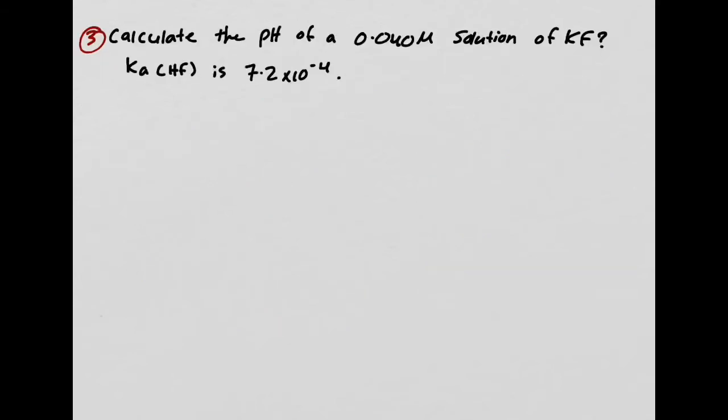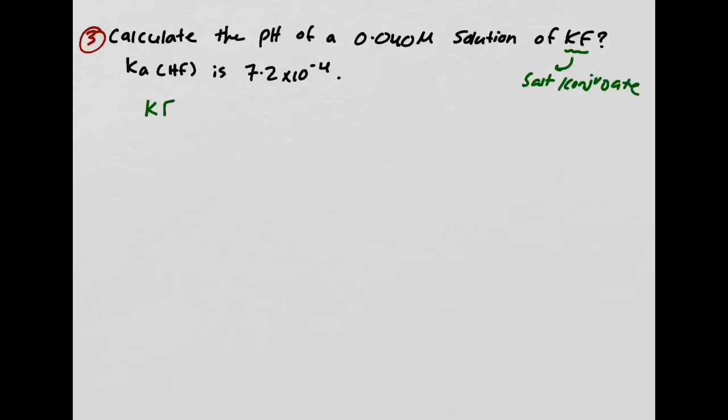Now, next one. Calculate the pH of a 0.040 molar solution of KF. What do I give you? I don't give you a strong acid or a strong base. I don't give you a weak acid or weak base. I give you a salt. So I give you a conjugate. Let's analyze this conjugate.